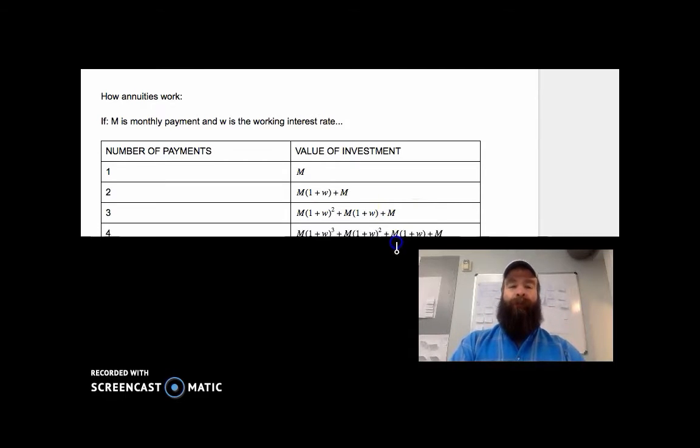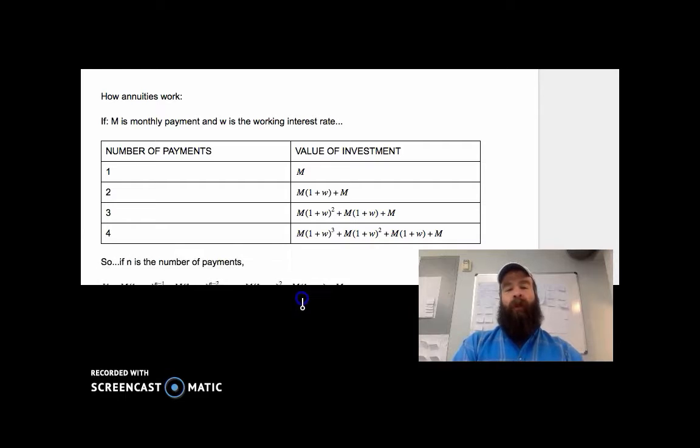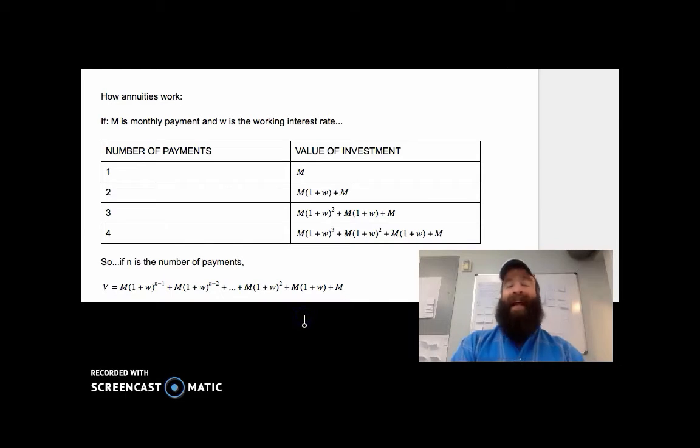And this keeps going. You can see the pattern here. Again, earning another payment of interest, and another, and another, and the newest payment hasn't earned anything yet. So when we look at this pattern, we have several terms added together that look the same. The pattern is that there's always an M, there's a 1 plus W, and it's being raised to a different power. And that power is 1 less than the number of payments. So if we take that pattern and we actually write it out mathematically, this is what it looks like.